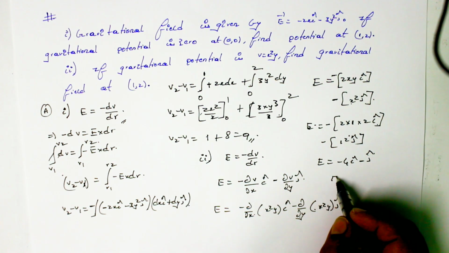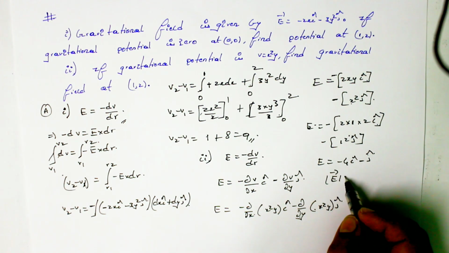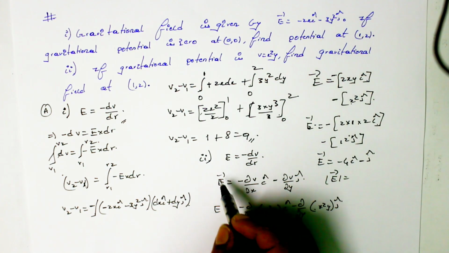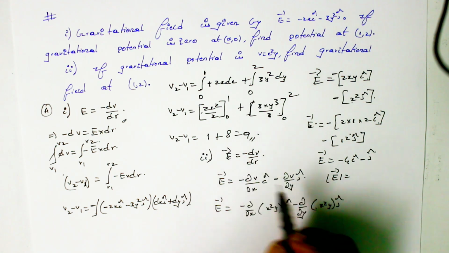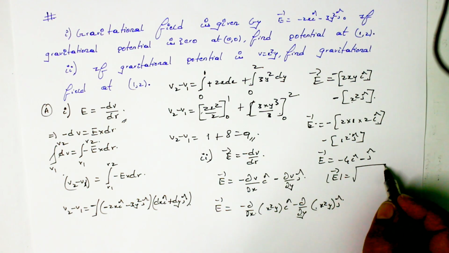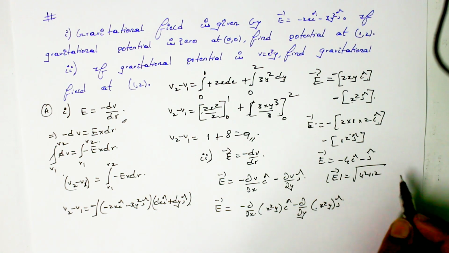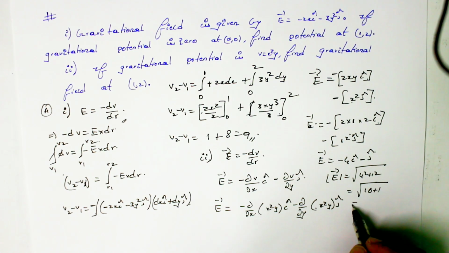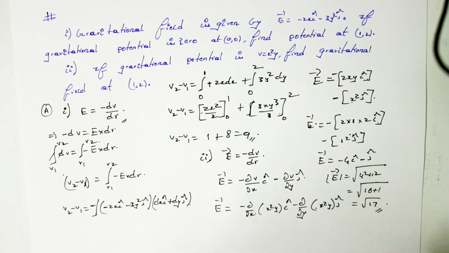So if I want to find out the magnitude of E, then E can be written as square root of 4² + 1², which is equal to square root of 16 + 1, which is root 17. So this is our answer.